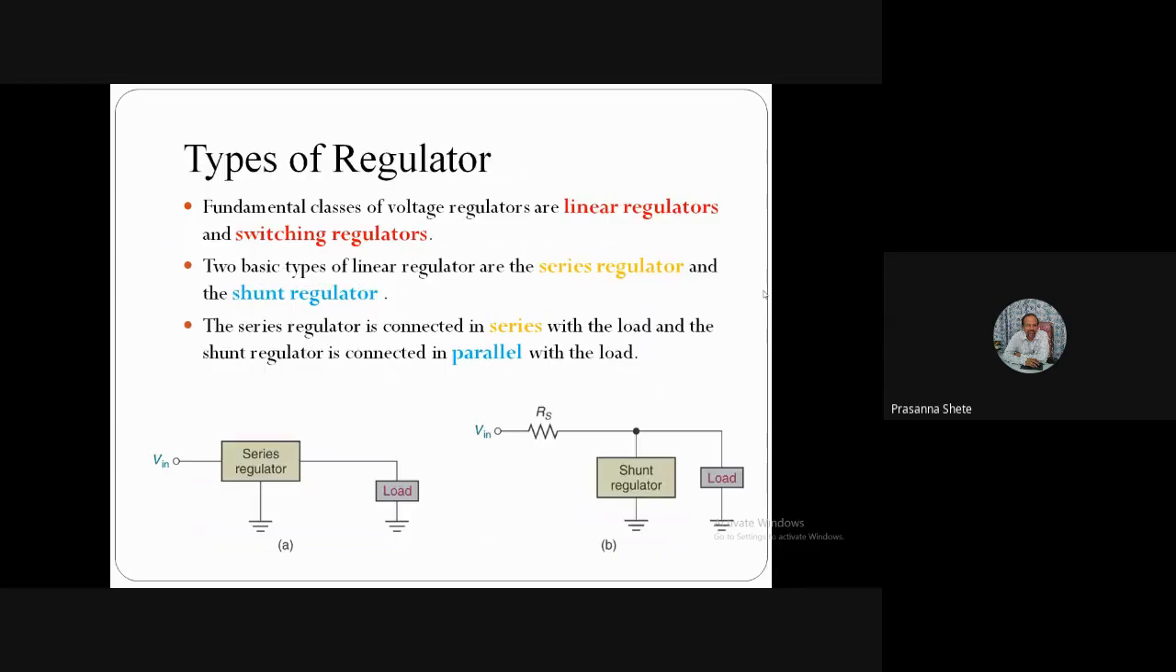Now let us come to different types of regulators. We are going to have linear regulators and switching mode regulators. In linear voltage regulators, we have series regulators and shunt regulators. In a series regulator, as shown in figure A on the screen, the series element is connected in series with the load. It is called a series voltage regulator. And if the series element is connected in parallel with the load, it is called a parallel voltage regulator, as shown in figure B on the screen.